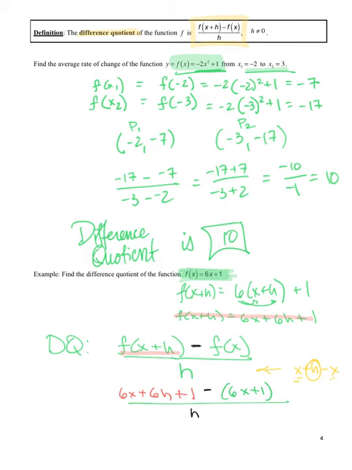Now, I know I have to distribute. So that is going to give me 6x plus 6h plus 1 minus 6x minus 6 all over h. And then these are opposites, and then I can combine these. And so what do I get? I get 6h. Well, that's not a 6. That's a 1. Shame on me.